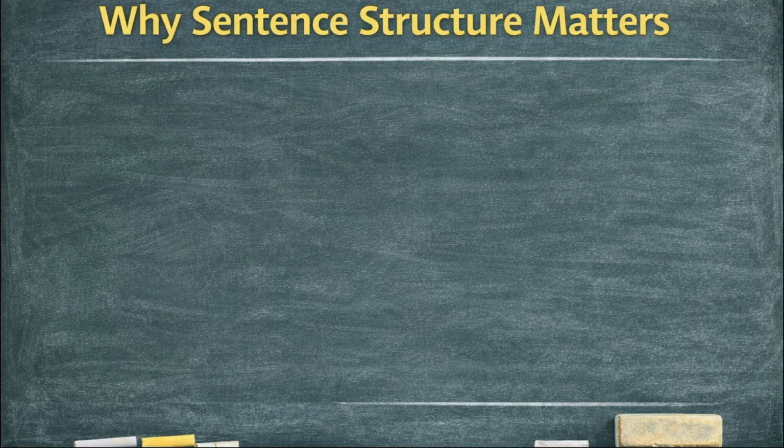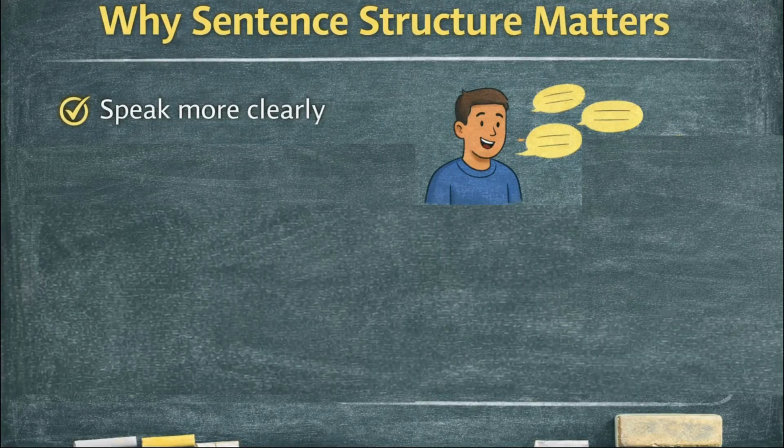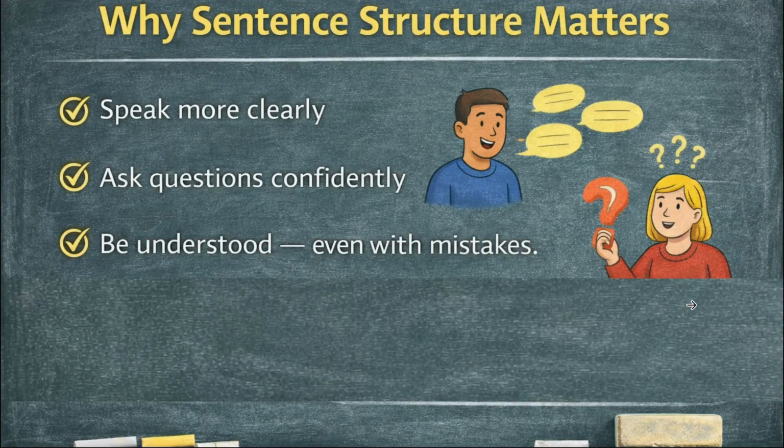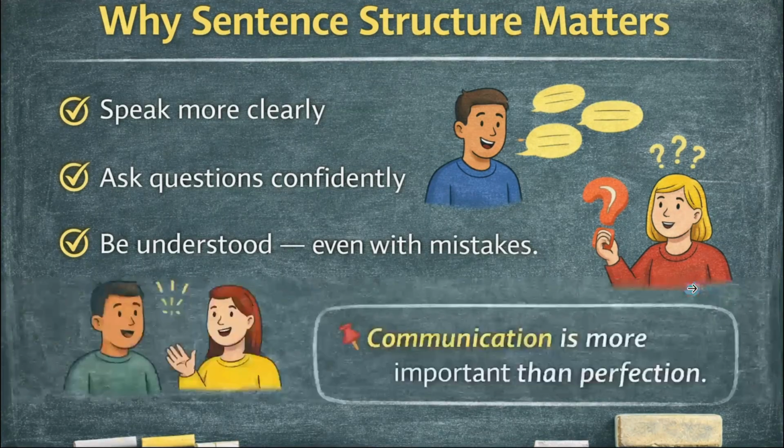Now you may be wondering why sentence structure is important. It's very important for you to understand sentence structure because it will help you speak more clearly. It will help you ask questions more confidently, and you'll be able to be understood even if you make mistakes like interchanging articles. When you interchange articles but the sentence structure is correct, you'll still be able to be understood. Remember, communication is more important than perfection.